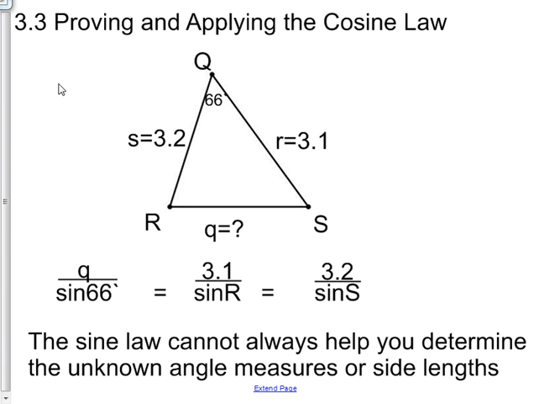In section 3.3, we're going to look at another law called the cosine law. Well, why do we need this law? Take a look at this triangle. If I set up everything I know in the sine law, I do not have enough information to solve for my unknown side q. So the sine law can't always help you determine the unknown angle measures or side lengths.